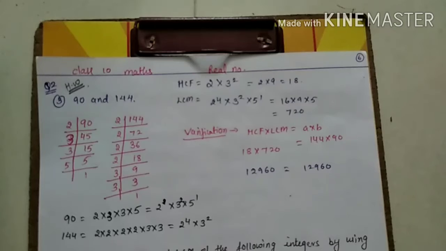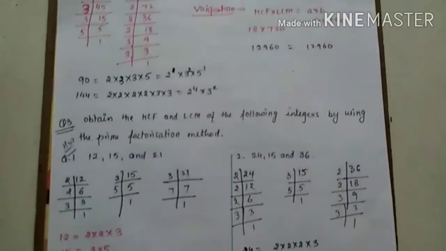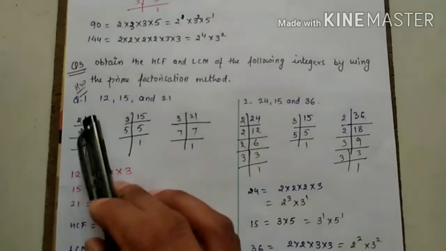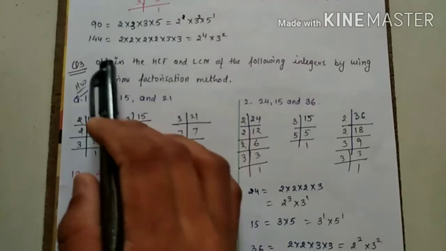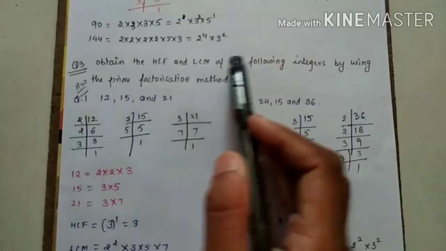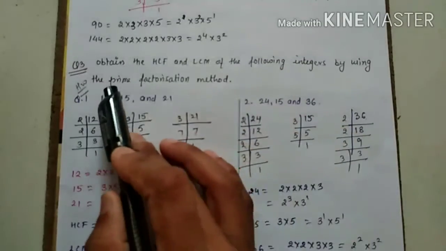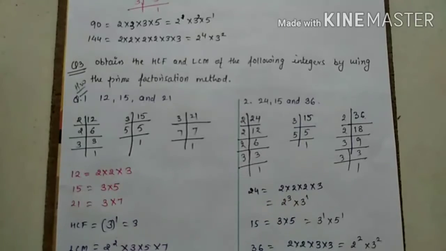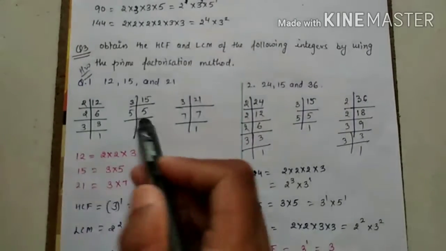Okay, try it. Next, question number 3 I have given you. In that one question I have given you as a homework, just check. 12, 15, 21 I have given you. The question is saying obtain the HCF and LCM of the following integers by using the prime factorization method. Again the same prime factorization method. I have to find LCM and HCF. Very easy. Again I have done the prime factorization.